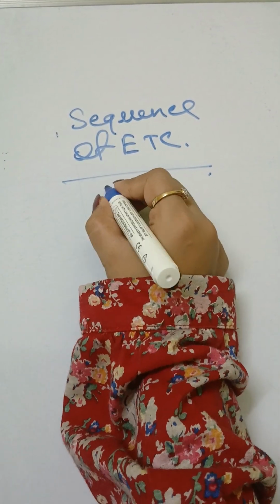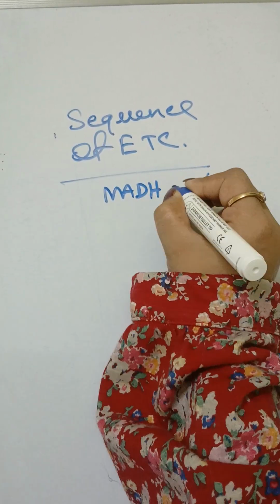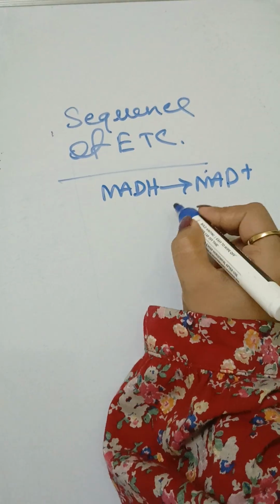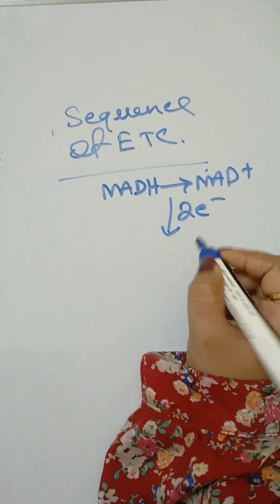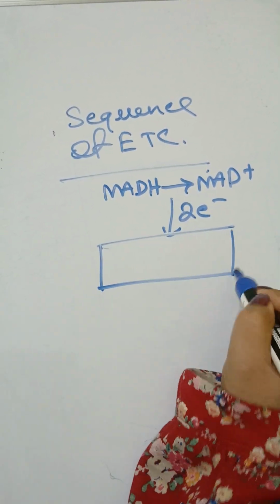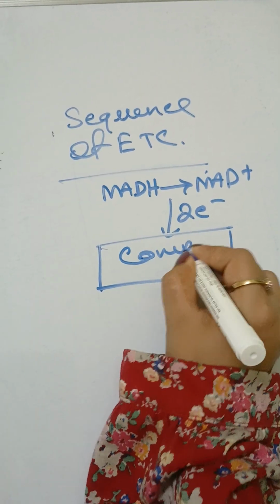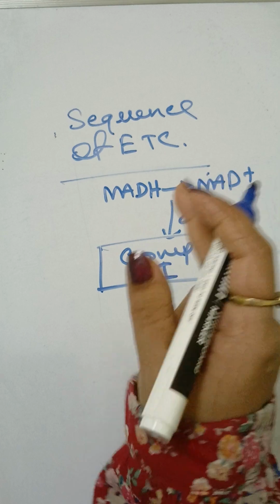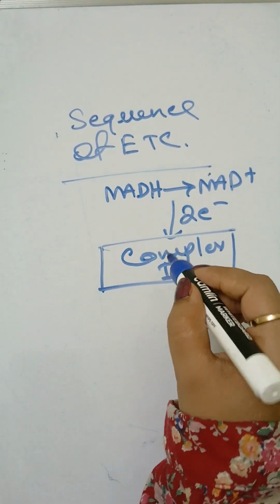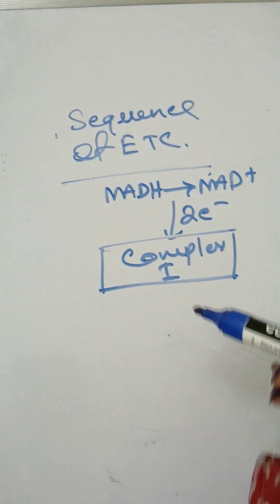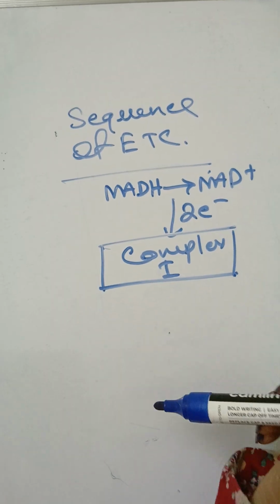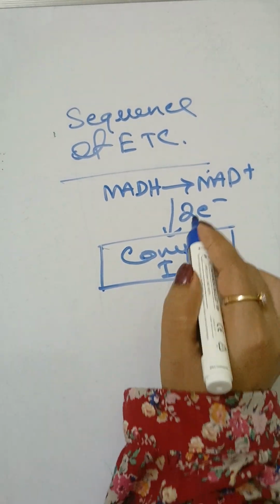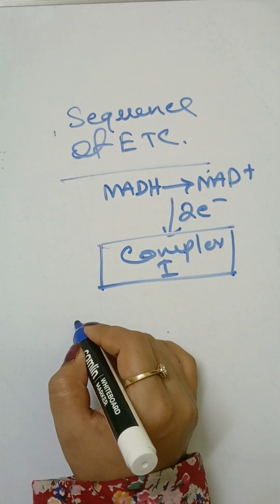The first one is the reoxidation of what? NADH to NAD plus. That will give rise to 2 electrons that will pass to what? Protein complex 1. And there is protein complex 2. There is an exception in this case: from complex 1 the electron will not transfer to complex 2, rather it will transfer to complex 3. So this is one sequence. There is another sequence.